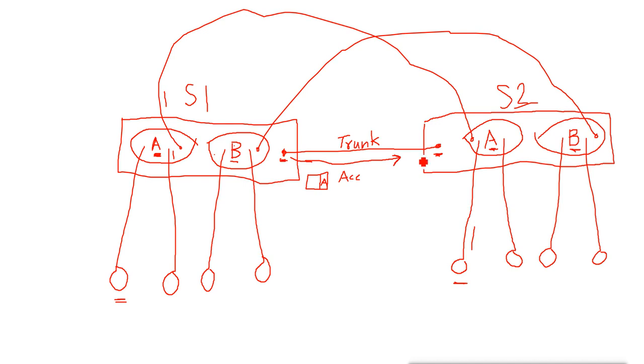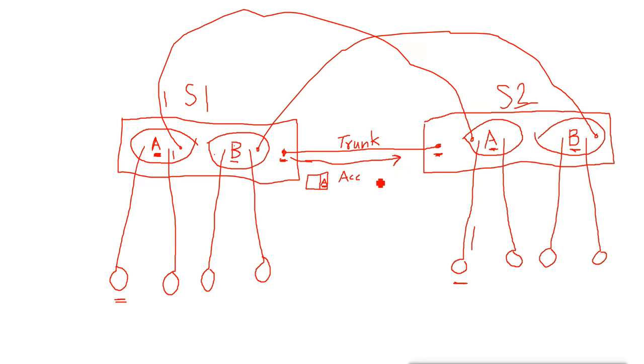Now the data will go and be received on this port on the other side. It accepts the data, and it knows that the data is from a trunk port. So it can open the data and see which VLAN it belongs to. If it sees A, then it will send it to A. If it sees B, then it will send it to B. That is the benefit of this trunk port and trunk link, because it is aware of the VLAN ID.